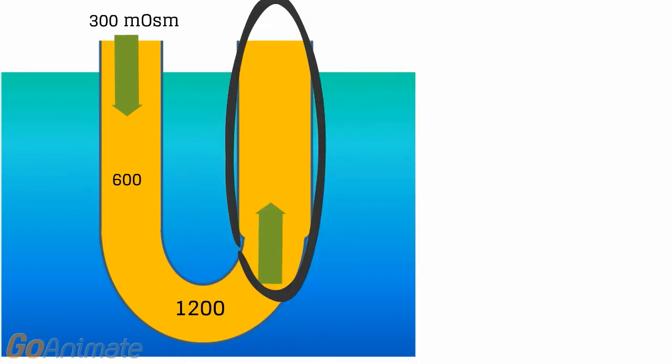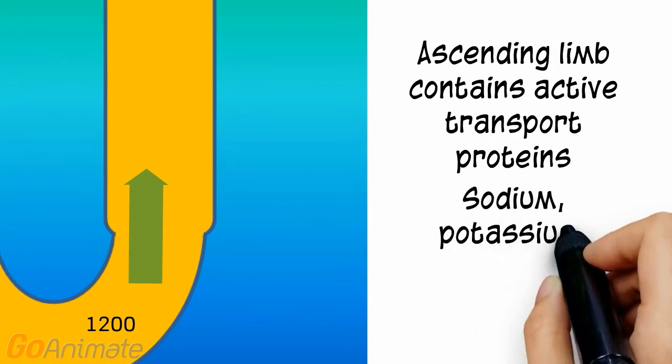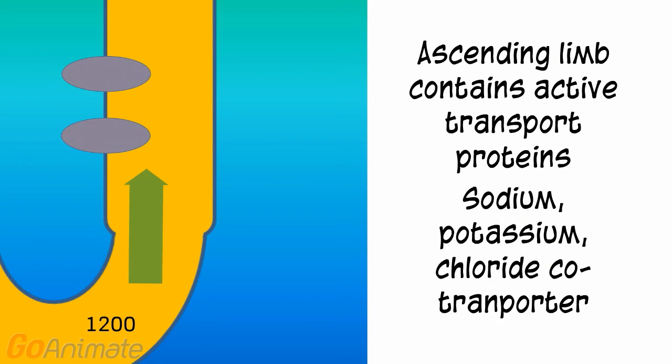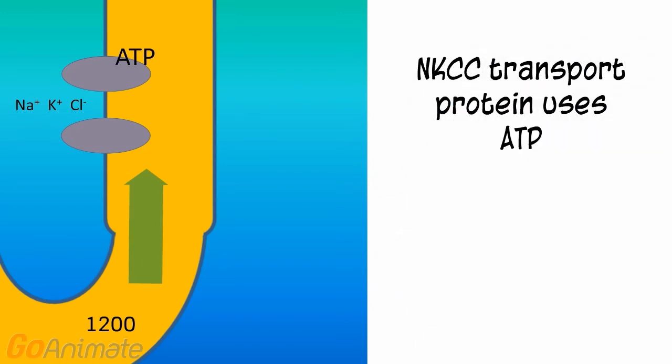Let's take a closer look at the ascending limb. The ascending limb contains active transport proteins. These are the NKCC proteins, or sodium-potassium-chloride cotransport proteins. These proteins actively transport these electrolytes into the interstitium, maintaining the high concentration of the interstitium. The NKCC protein uses ATP, so energy is expended in order to maintain the gradient.